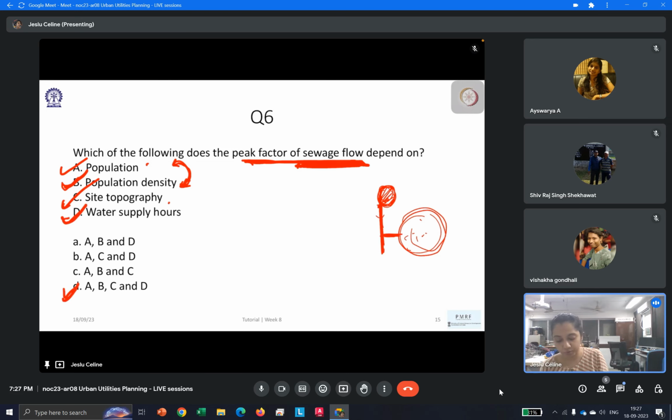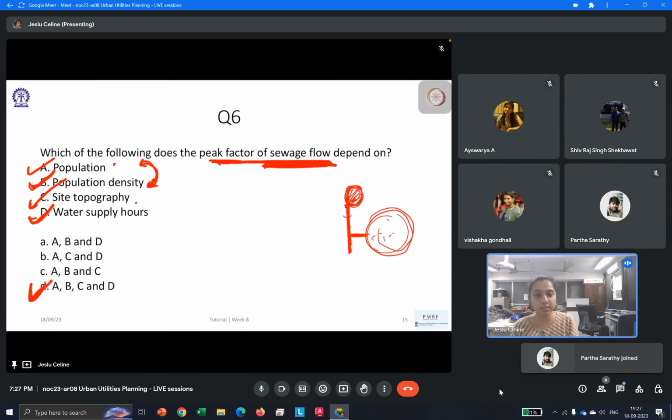So all the four options A, B, C, and D. This is there in our lectures also. We have discussed this in detail. All the factors influence the peak factor of sewage flow, and all the four will influence. So yes, Aishwarya, you are right. Any doubts in this question? No. Okay. So let's proceed further.